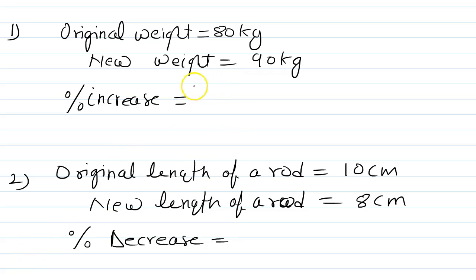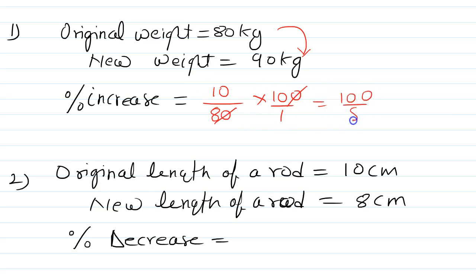Welcome back if you have tried. So here percentage increase. If you see, the difference is 90 take away 80, it is 10. Original value was 80 times by 100. Yeah, so you can cancel top zero by bottom zero. So 10 times 10 is 100, divide by 8, simplify. Half of 100 is 50 over 4, 25 over 2, that is 12.5%.